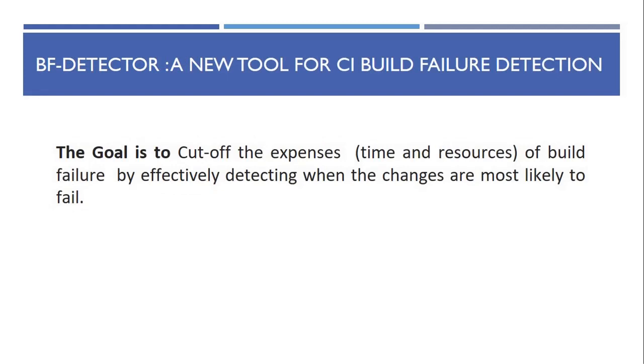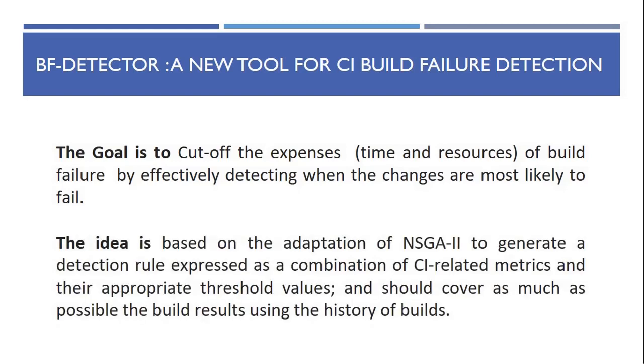BF-Detector is a novel tool proposed to cut off the expenses of CI failure by detecting when the committed changes are most likely to fail. The idea is based on the adaptation of NSGA2, a multi-objective genetic approach, to generate a detection rule expressed as a combination of CI-related metrics and their appropriate threshold values, and should cover as much as possible the build results using the history of builds.